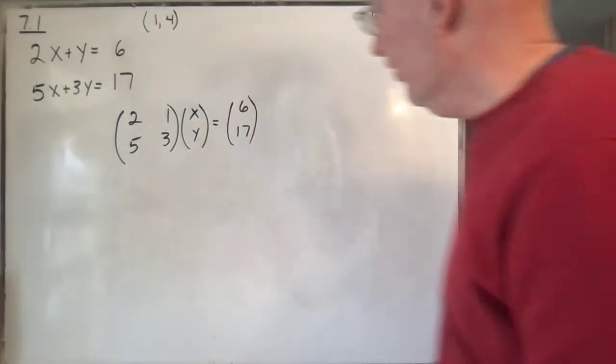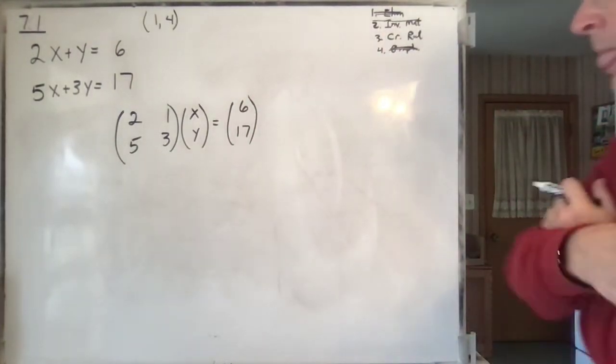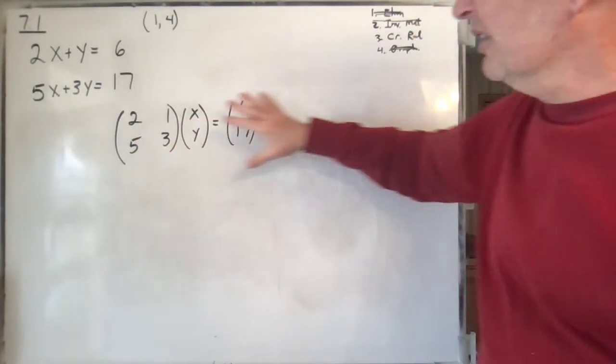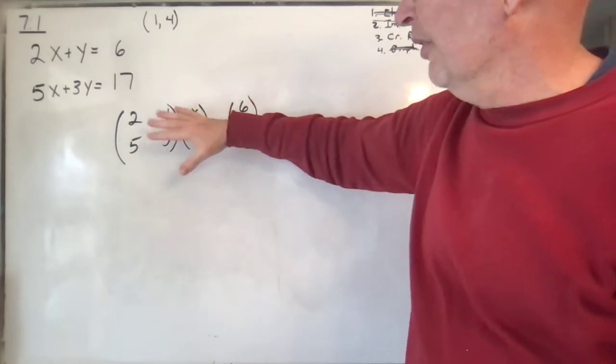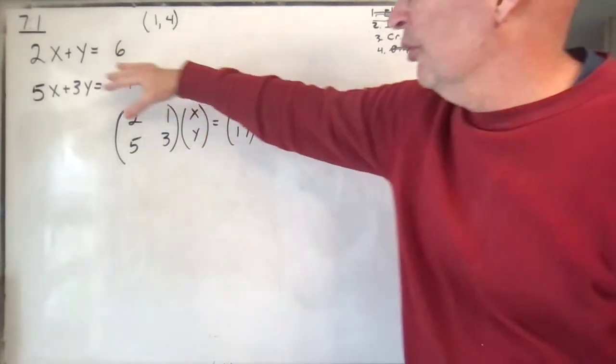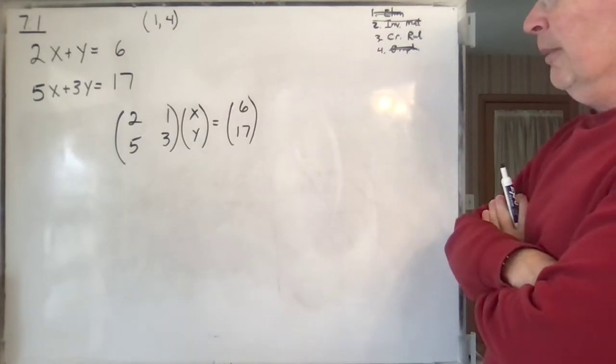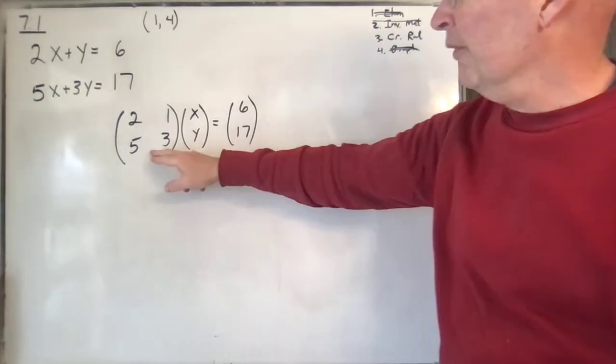Okay, what's the advantage of writing it this way? One way is that if you want to use the method of elimination, it's sometimes easier to use it this way than the way I did it before, but we're not going to get into that. Instead, I'm going to show you something called the inverse of a matrix.